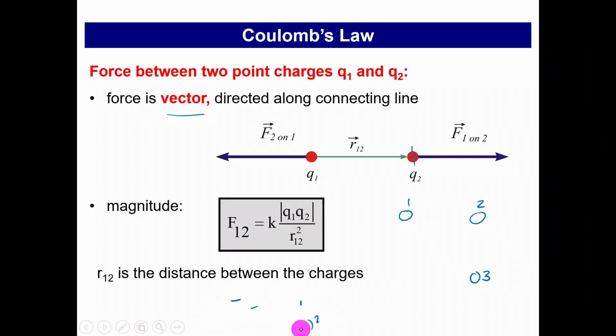So the important thing is, don't include the positives or negatives when you're doing Q1 and Q2. That's what the absolute value is telling you.